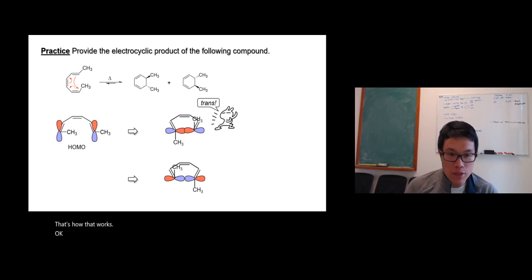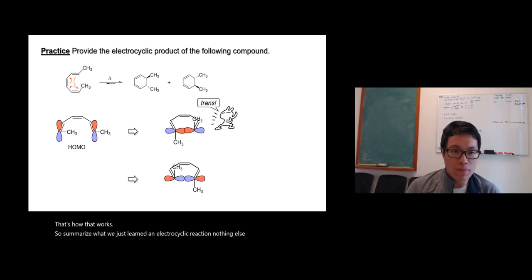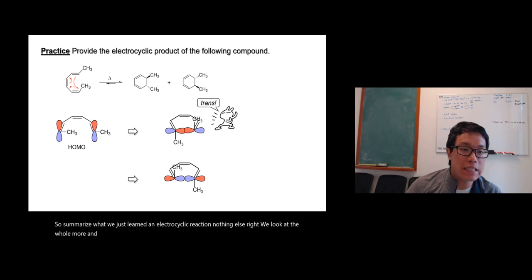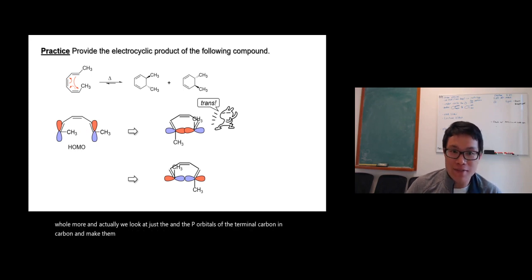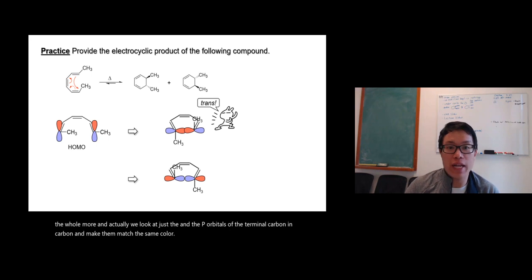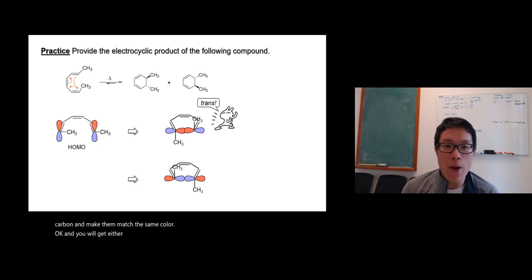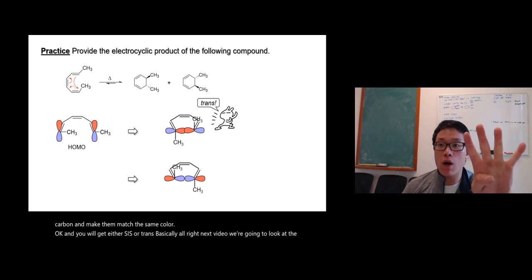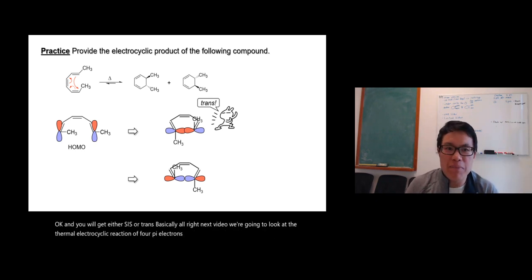So to summarize what we just learned: an electrocyclic reaction, nothing new, right? We look at a HOMO, and we look at just the p orbitals of the terminal carbons, the end carbons, and make them match the same color. Okay. And you can get either cis or trans, basically. All right. Next video, we're going to look at the thermal electrocyclic reaction of a 4 pi electron system. Exactly the same thing. Look for the HOMO and then match the color. Okay. All right. Let's check the next video with me.